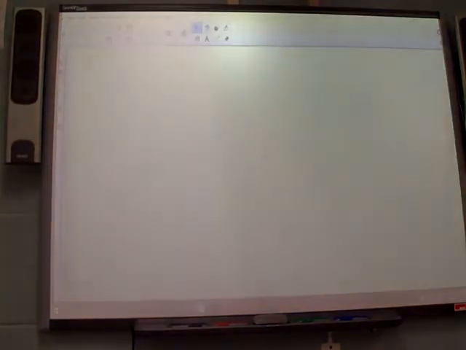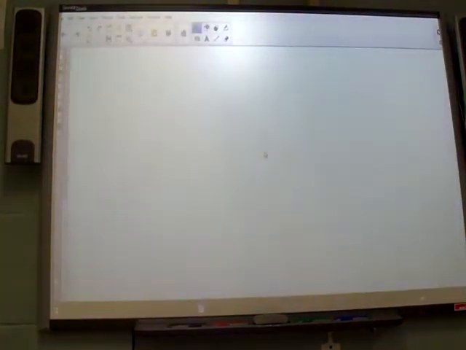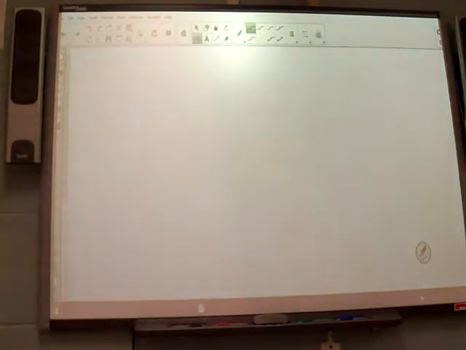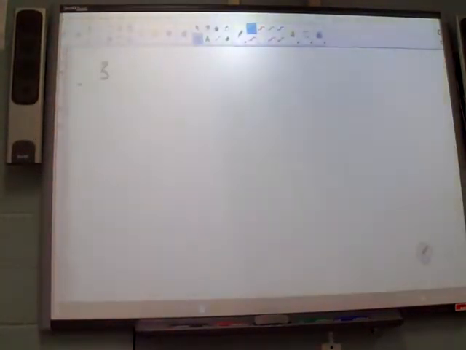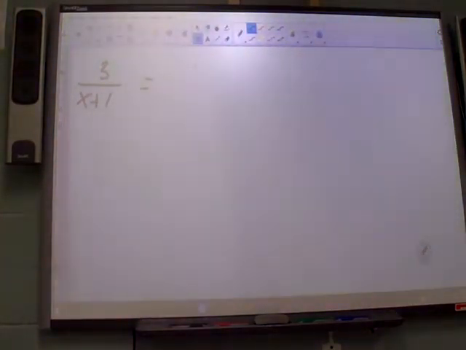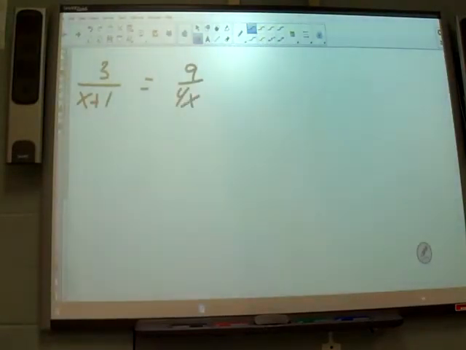Alright, so we've multiplied and divided with our rational expressions. We've added and subtracted with our rational expressions. Today we're going to equations, and we're actually going to solve. So this first one that we're going to look at is, in my opinion, the easiest of the kind. This says 3 over x plus 1 is equal to 9 over 4x plus 5.